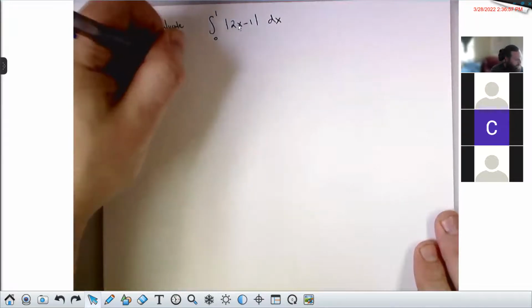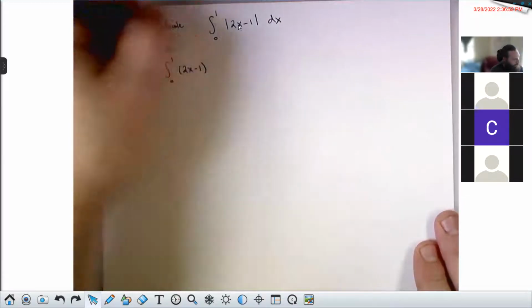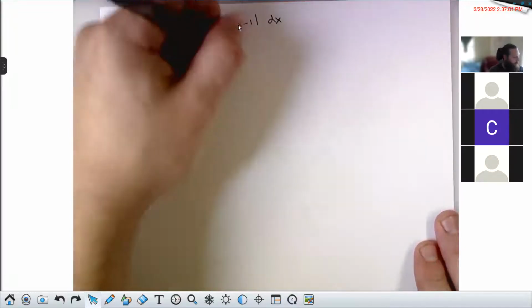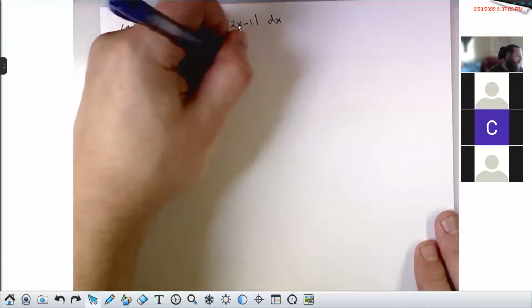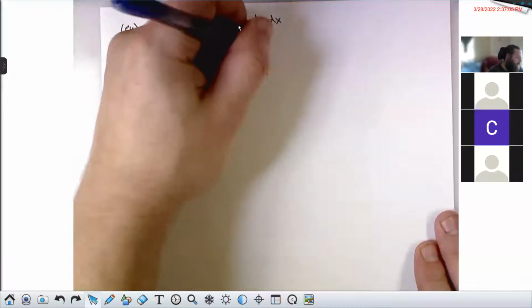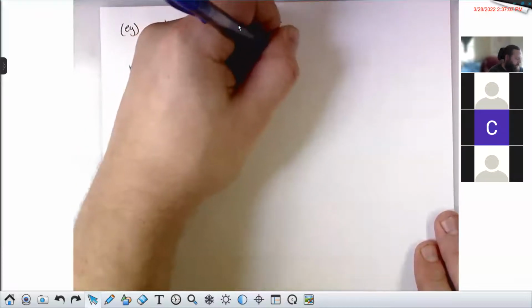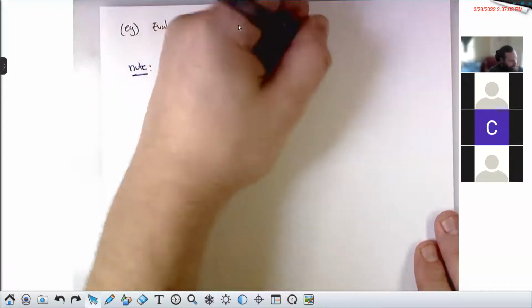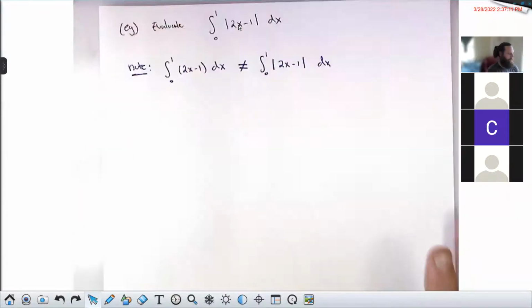The integral from 0 to 1 of 2x minus 1 without the absolute values is definitely not the same as the integral from 0 to 1 of the absolute value of 2x minus 1. So I will go ahead and compute the integral without absolute values first, just to give us the ability to see the difference.